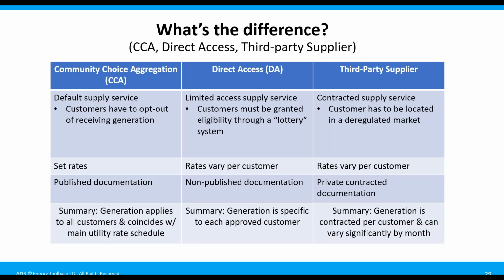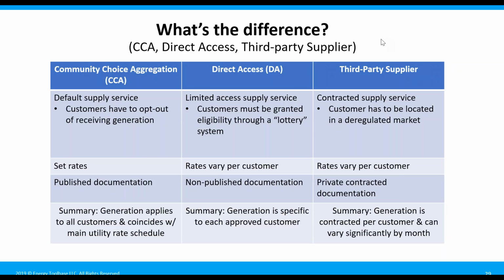As you can see on this slide, generation coming from a CCA is the default supply, meaning customers automatically receive the supply if they are in a CCA established area and would have to opt out of receiving the supply before they could switch back to the main utility or another source. Also, CCA rates are not contracted per customer and have set rate schedules that are published and easily accessible. So to summarize, we are able to ensure the consistency and accuracy with CCA rates, allowing us to add them into our database globally. If third-party suppliers had this information readily available, we could treat them similarly.